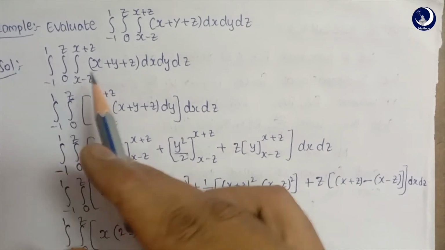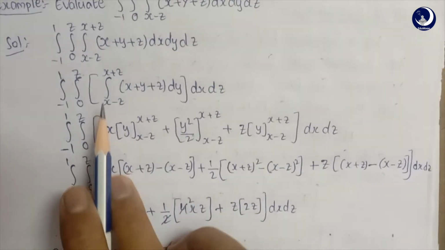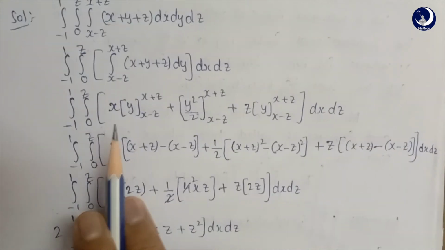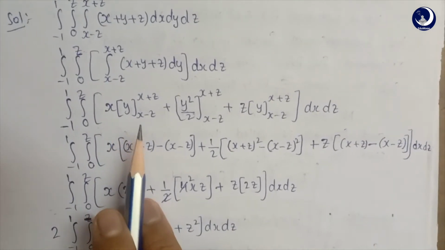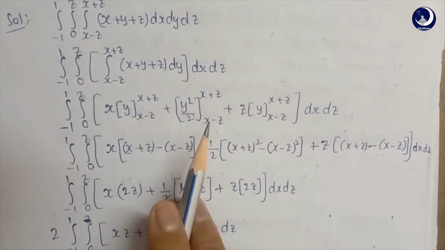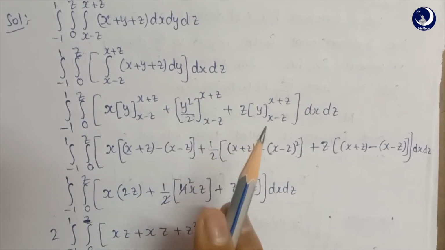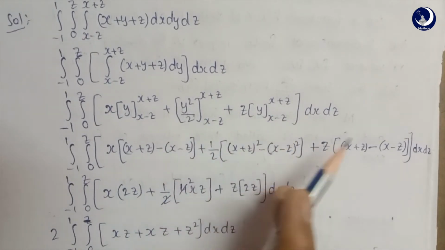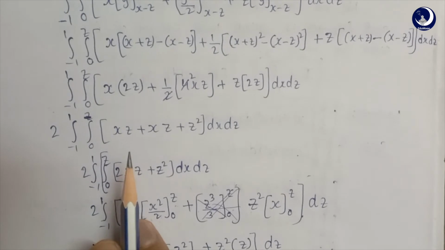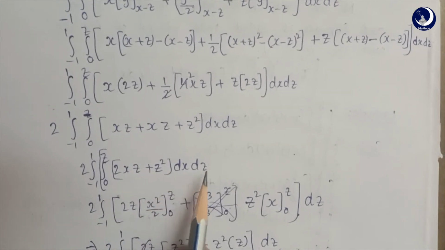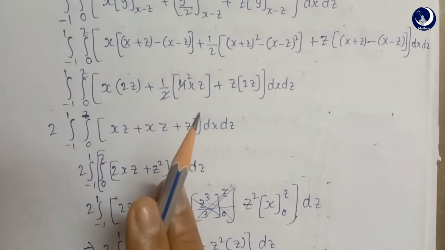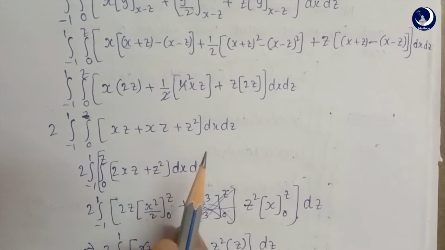So first we integrate with y, integral x minus z to x plus z of x plus y plus z into dy. By solving, we get x into y from x minus z to x plus z plus y square by 2 from x minus z to x plus z plus z into y from x minus z to x plus z, into dx dz. By applying the upper and lower limits, we get 2xz plus z square into dx dz. Here, the integral 0 to z, we have already integrated with y. Now we have two variables, x and z.